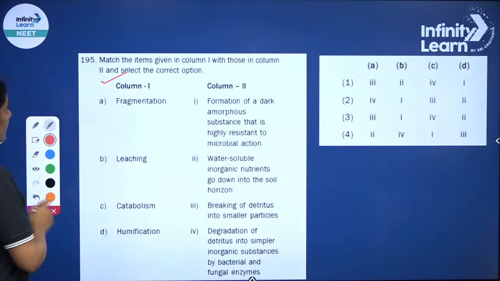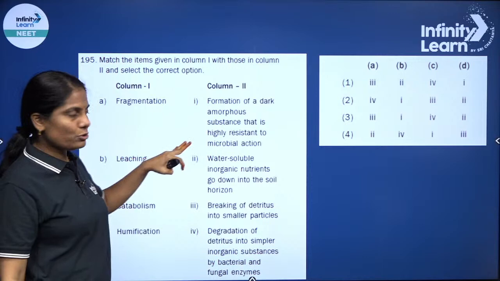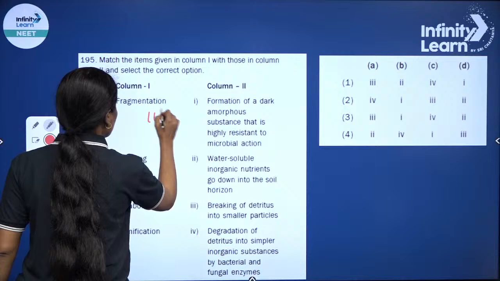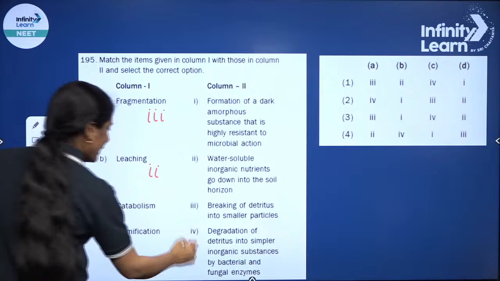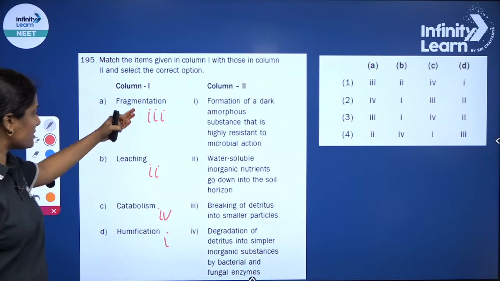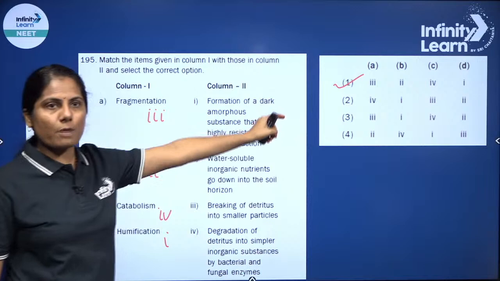And then we have a match the following. Quite easy for you to crack this. Fragmentation, you're talking about breaking of detritus, which is 3. And then we are talking about leaching, which is the water-soluble inorganic ones going down. Catabolism, fungal enzymes, which is 4. Humification, formation of dark amorphous substance, which is 3, 2, 4, 1. And where do we have that? In the very first option. All of you cracked it already. That's right. Faster than me.